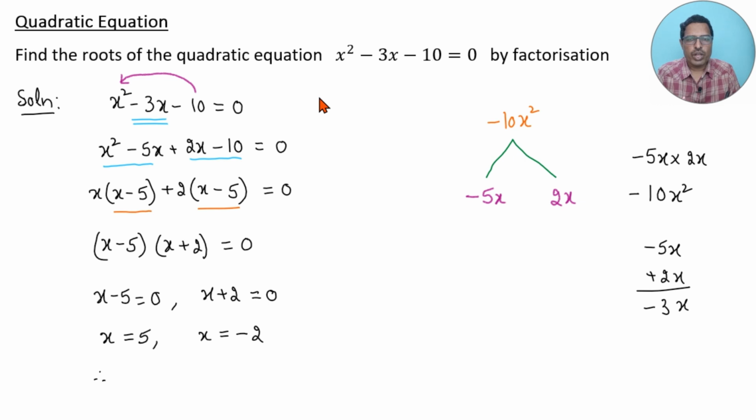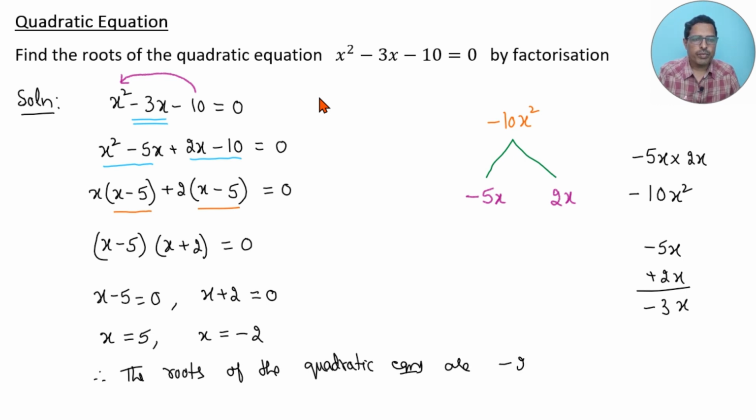So therefore you can write, therefore the roots of the quadratic equations are, first I'll write down the smaller value minus 2, then the next value 5. That's the solution of the quadratic equation. So we have got the final solution, as the roots of the quadratic equations are minus 2 comma 5.